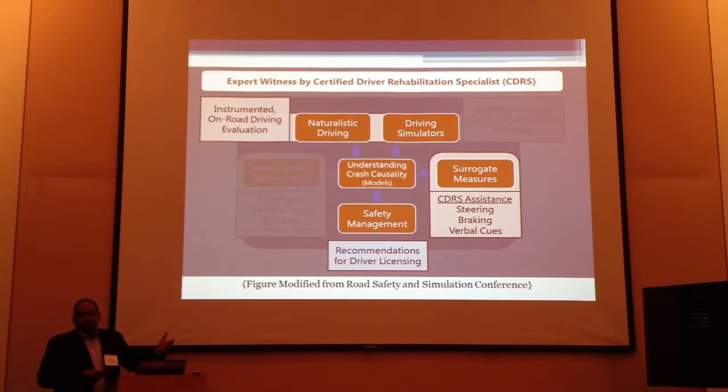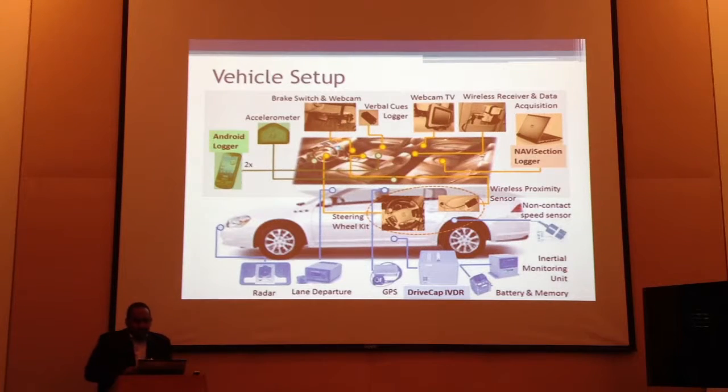But this is an attempt to say that safety management will also have to include recommendations on driver licensing, and we have these fundamental methodologies that can really help in this safety management aspect. So for the vehicle setup, there's a lot on there, and the blue and the green all reflect contributions from Carnegie Mellon University and represent these intelligent vehicle systems, the technologies that enable a lot of those capabilities. What we have in orange is part of the Navisection system project, which is helping to detect the steering, the braking, and the verbal cues.